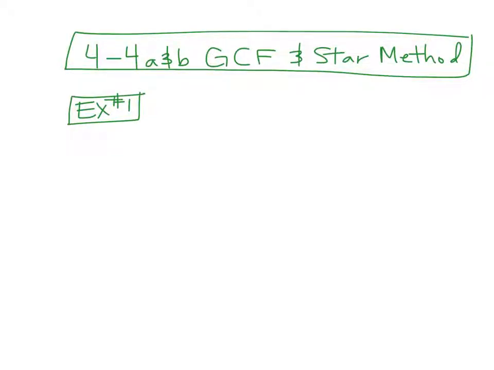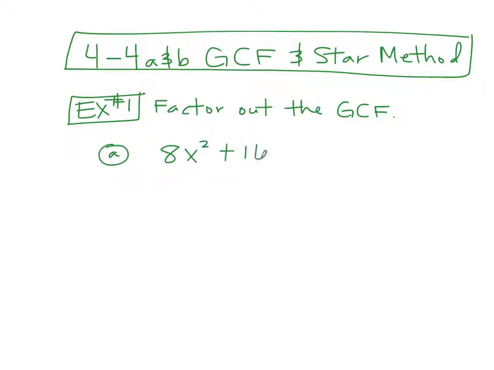4.4. Greatest common factor, and then star method is what we'll do second. But this first one, you are going to factor out the greatest common factor, okay? So if I give you something like this, 8x squared plus 16x, what you're looking for is a factor that you can take out of 8x squared and 16x to simplify your problem, okay?